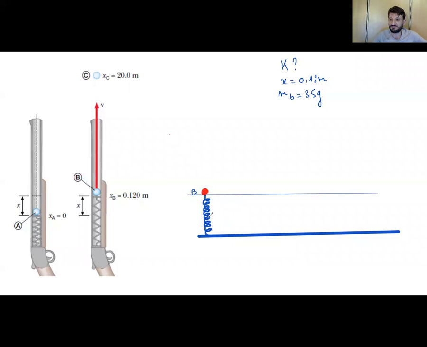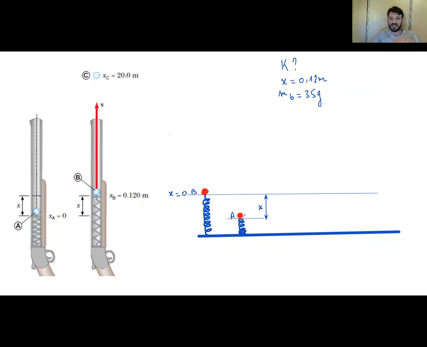So here we have a spring initially at the position B, and we have a ball. This position is the equilibrium position where we don't have compression, we don't have expansion. Here we have x equals 0. Now we compress the system to the position A, where we have x equals 0.12. At the position A, we have the ball at the position A, and we have a spring compressed with a distance x. At this point, the ball is at rest and the spring is at rest.